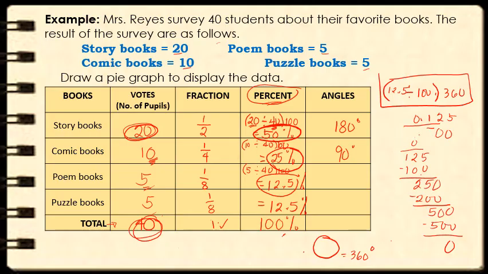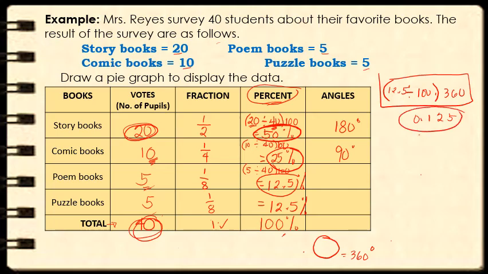Tatanggalin ko tong nasa ilalim. At yan ang imumultiply ko sa 360. Okay. So, itong sagot natin, children ha, wag malilito. Yan ang sagot natin nung dinivide natin ang 12.5 sa 100. So, 360 times 0.125. Okay. 5 muna. 5 times 0 is 0.